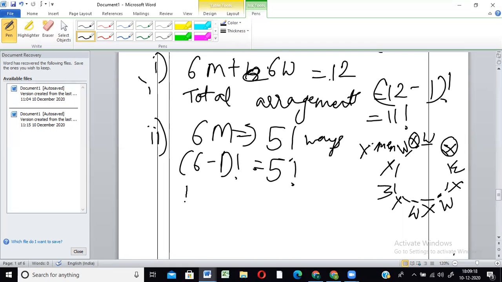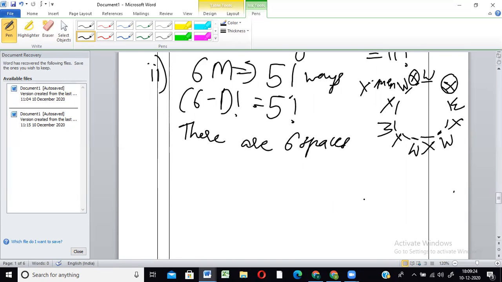Okay. So now there are 6 spaces between. Now the men are already seated.